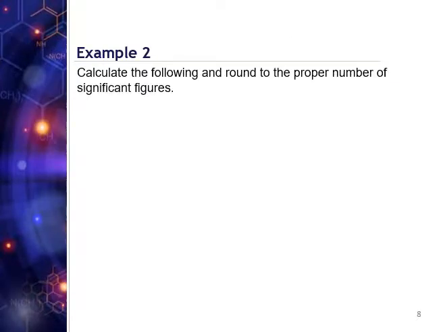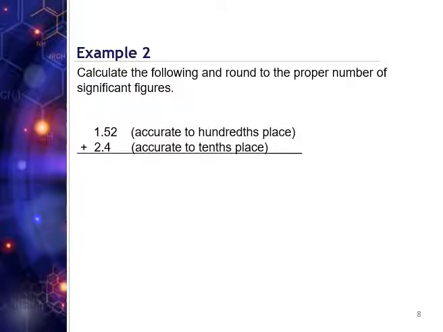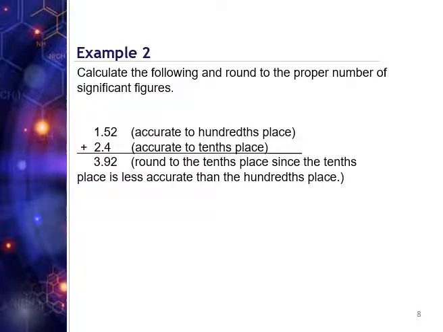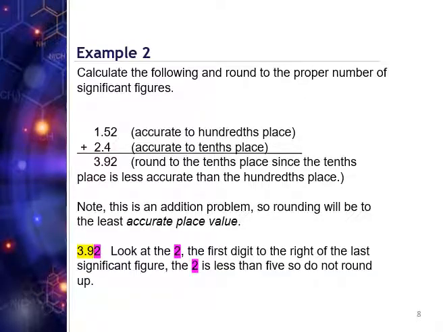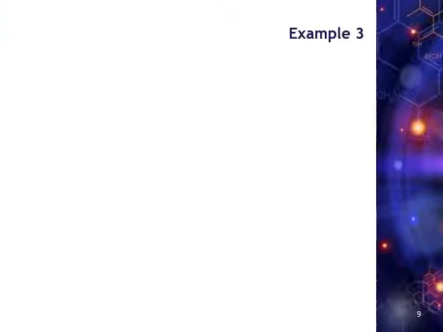Example 2. Calculate the following and round to the proper number of significant figures. 1.52 is accurate to the hundredths place. 2.4 is accurate to the tenths place. The sum is 3.92. We're going to round to the tenths place. Since this is an addition problem, we're rounding to the least accurate place value, which is the tenths place. For 3.92, look at the 2, which is less than 5, so the correct answer is 3.9.